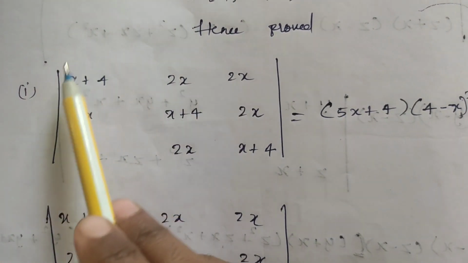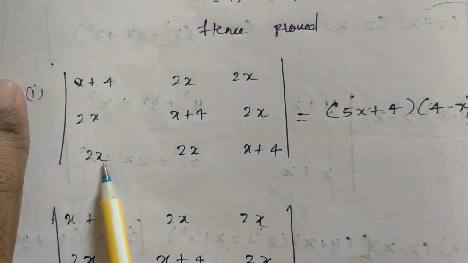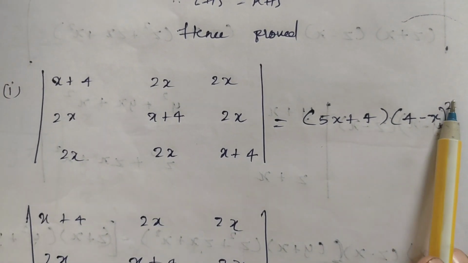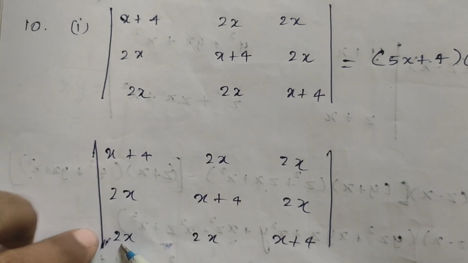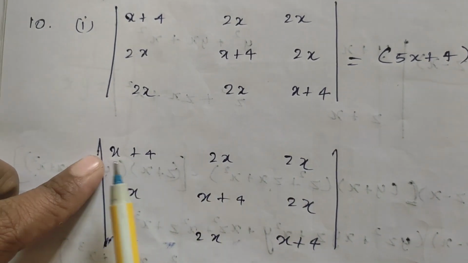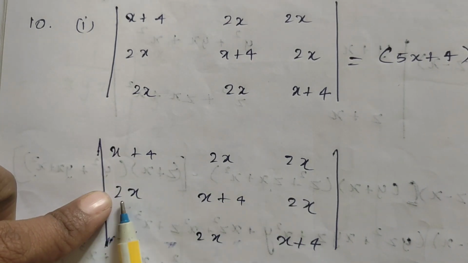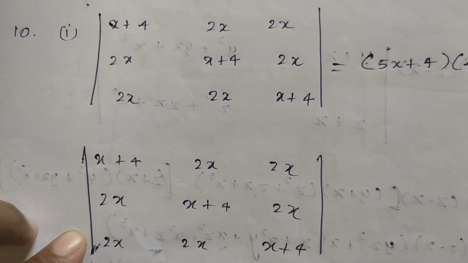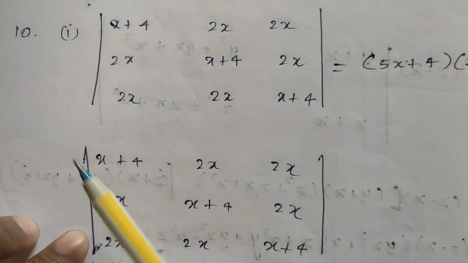Next question. Determinant of x plus 4, 2x, 2x; 2x, x plus 4, 2x; 2x, 2x, x plus 4 equals 5x plus 4 into 4 minus x the whole square. So we have to prove this. Let us take the LHS. See here, if I add column wise, x plus 2x plus 2x, that is, I'll get 5x plus 4. Here again 5x plus 4. Here again 5x plus 4. Or else you can add it row wise.